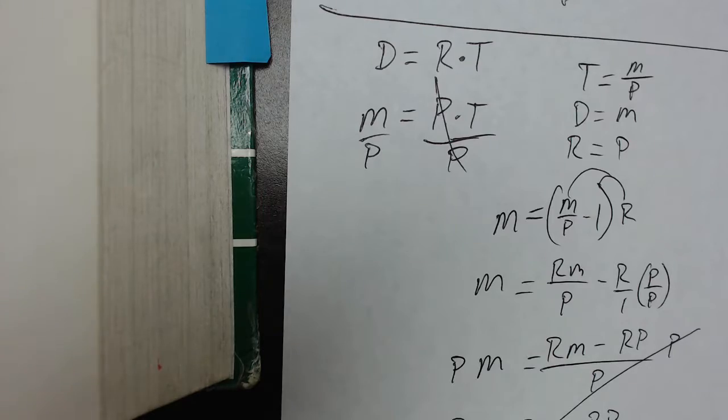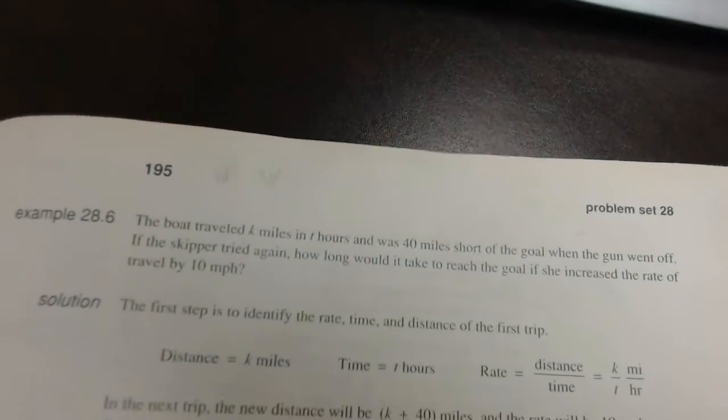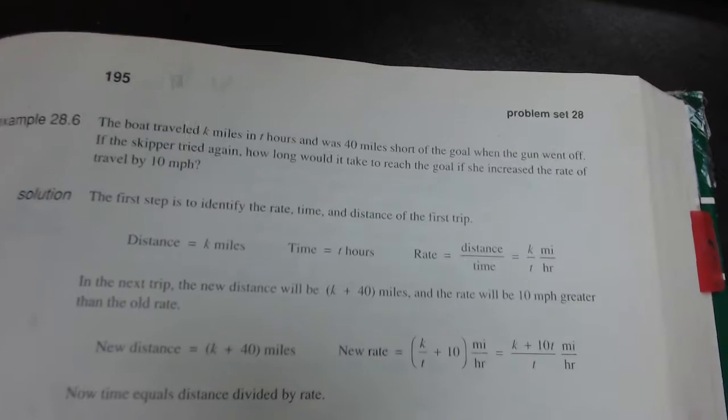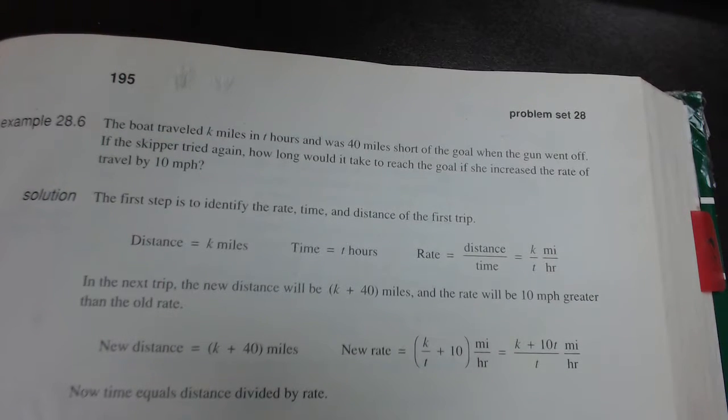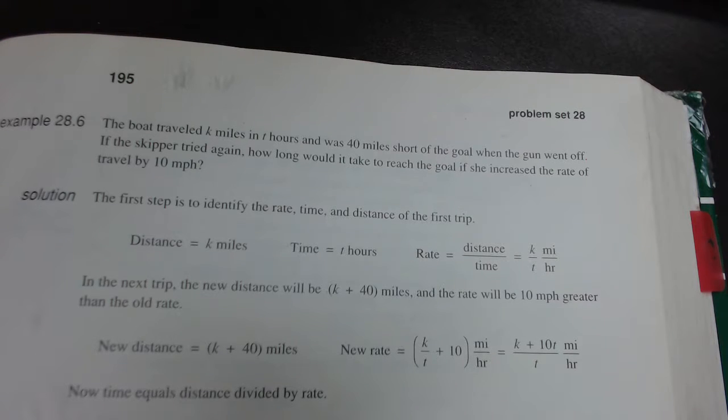And this example is a little bit different, but again, the key to most of these problems is figuring out how to express your unknowns. So we'll start with the boat problem. All right, so the boat traveled K miles in T hours and was 40 miles short of the goal when the gun went off. If the skipper tried again, how long would it take to reach the goal if she increased the rate of travel by 10 miles per hour?